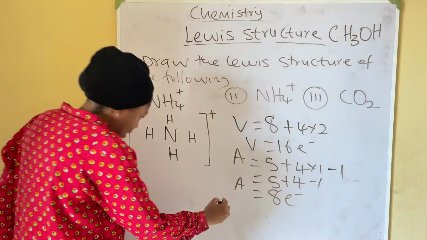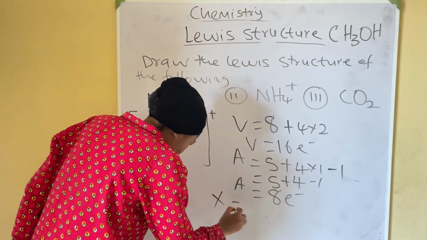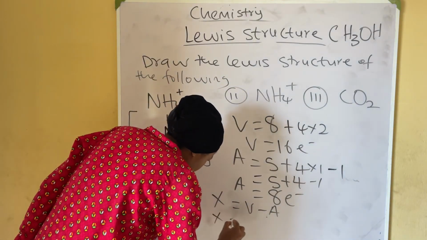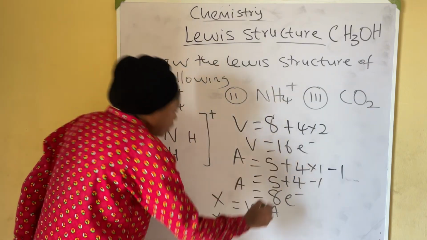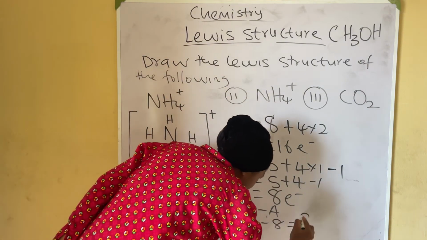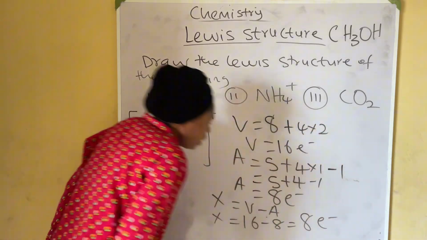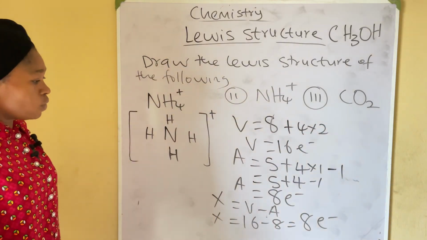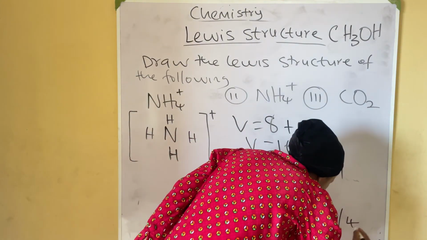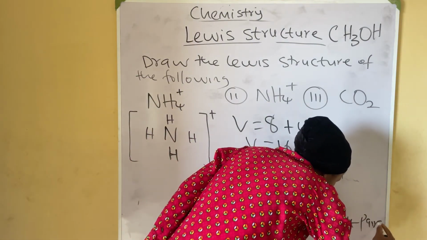What about X? It also has its formula. X is equal to what? V minus A. So X will be what? 16 minus 8, which is what? 8 electrons. If you share it, divide by 2 to give you what? 4 pairs of electrons. 4 pairs.